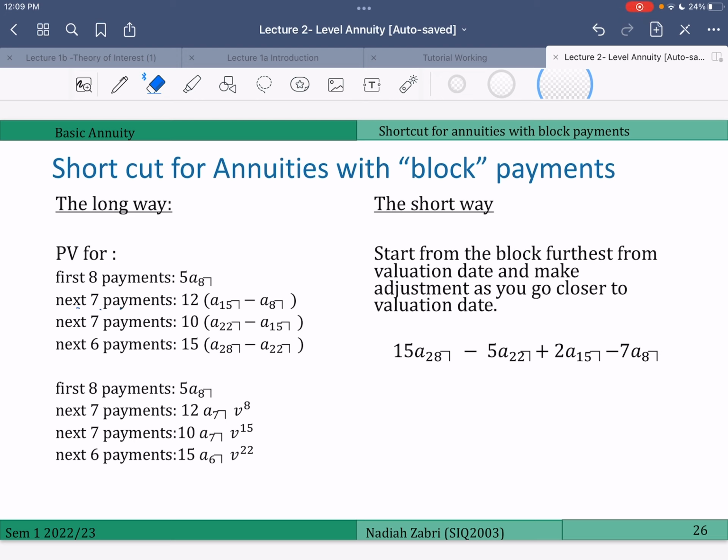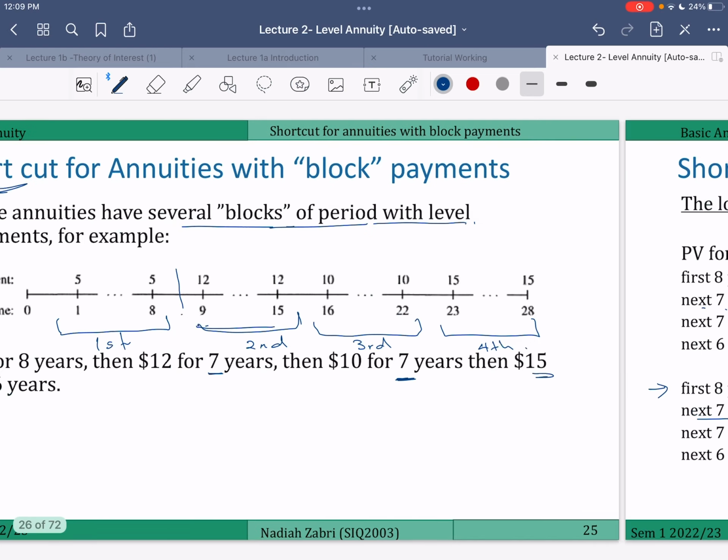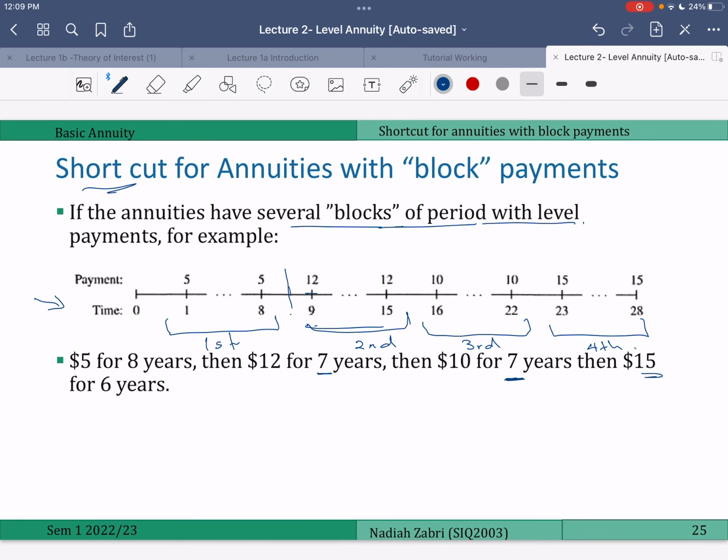Let's try to tackle this question in a couple of ways. First, we do it with a deferred payment method. So to do it with a deferred payment method, first we get the first 8 payments. The first 8 payments are very straightforward. It's just 5 times A angle 8. And the next 7 payments are technically 12 A angle 7, right? However, this 12 A angle 7 is evaluated at time what? At time 8.